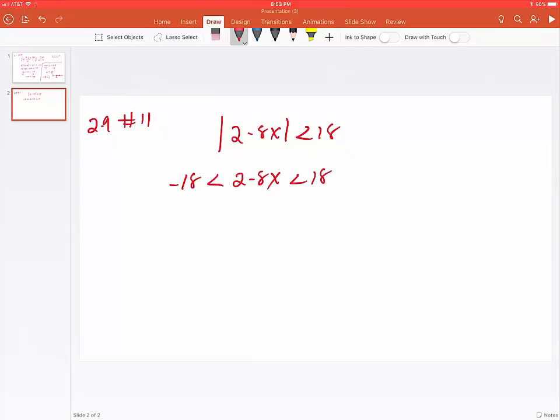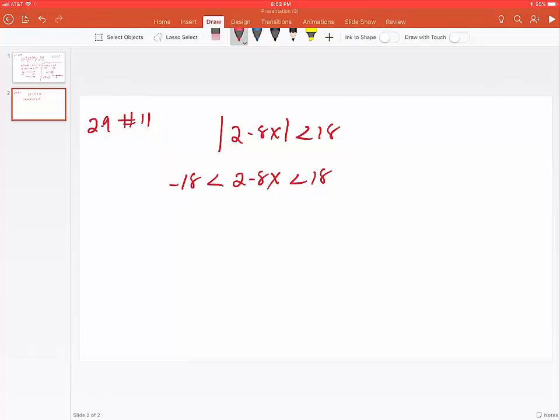Because remember, the absolute value of an expression is always positive, but the expression itself can either be positive or negative if we were to have the original. And so when we solve it, if it's a less than, this is the way that you have to solve it. You have to make sure that you write it this way with a positive and a negative, and then go ahead and solve that particular problem.